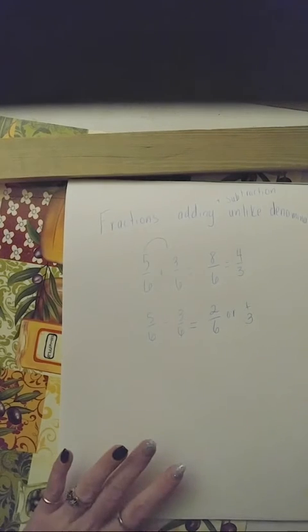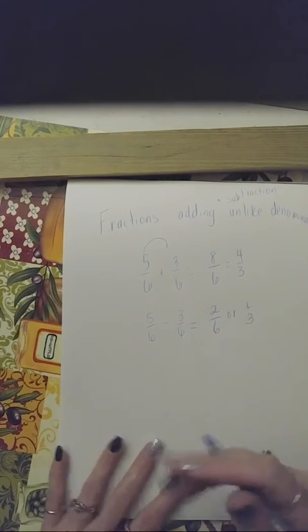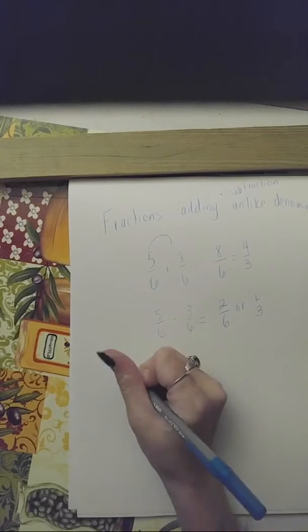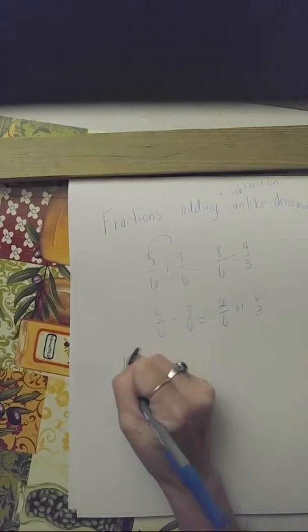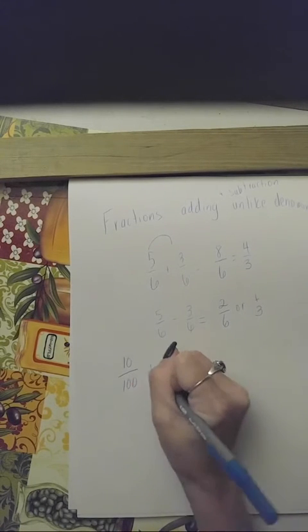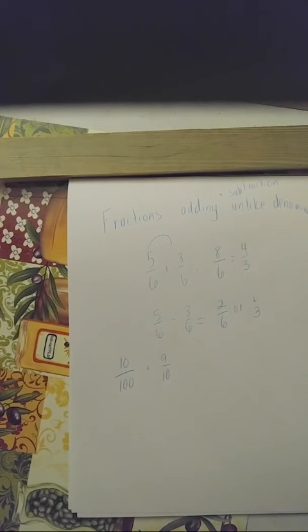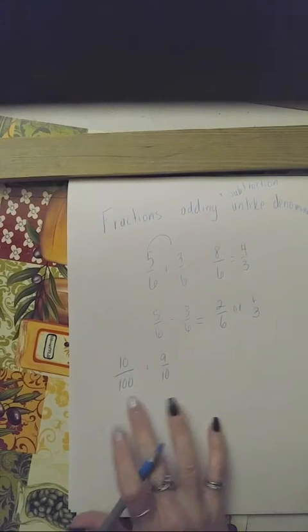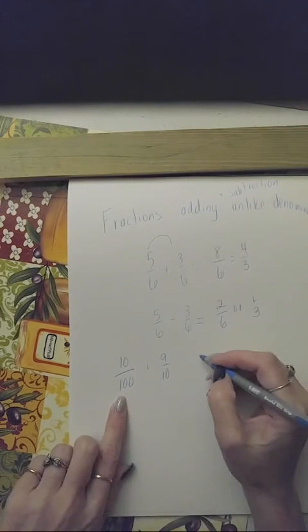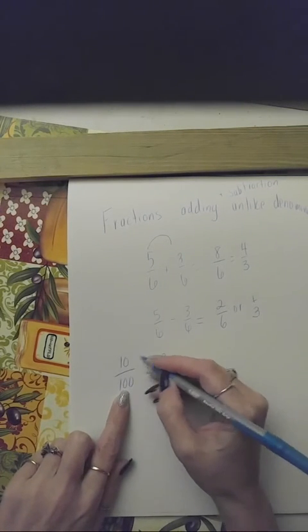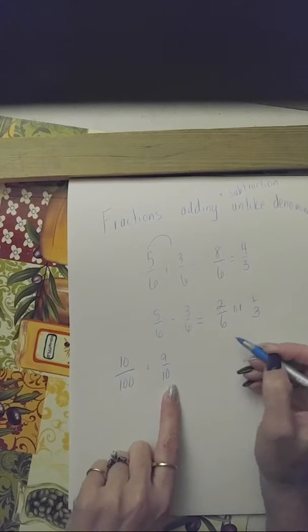And I'm sure she's asking me for the next grade level, but I want to go over what we do in 4th grade. So let's say we have 10 hundredths plus 9 tenths. All right, 10 hundredths plus 9 tenths. These pieces are not the same. This one is 1 of 10 of those. This is 10 and 9 of those.